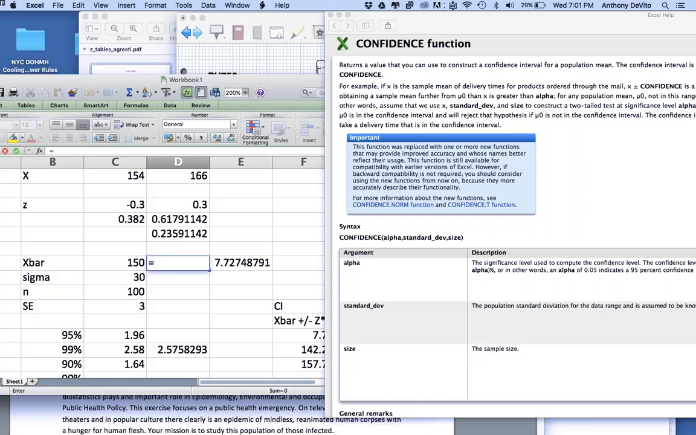Equals the mean. We don't need the mean. We just need standard error. Standard error. No. Standard error divided by the... Actually, we got standard error. It's just going to be 2.58 times our standard error.